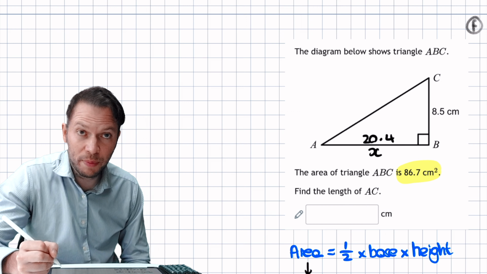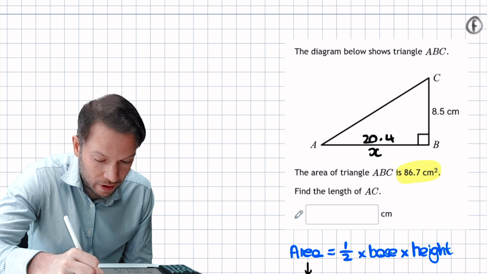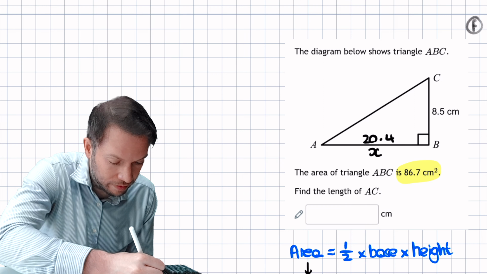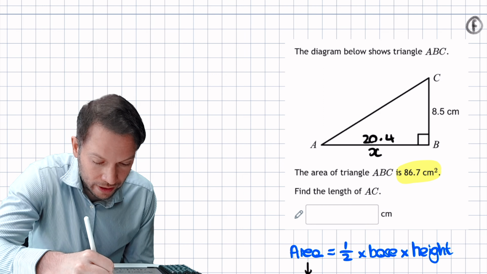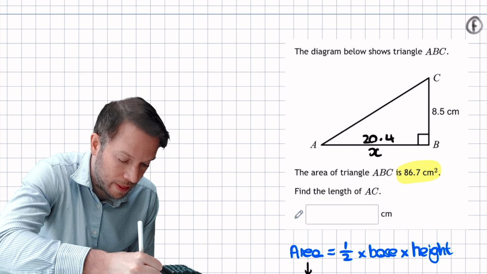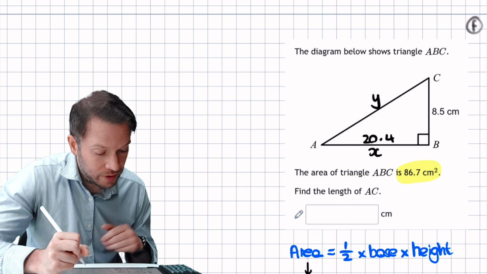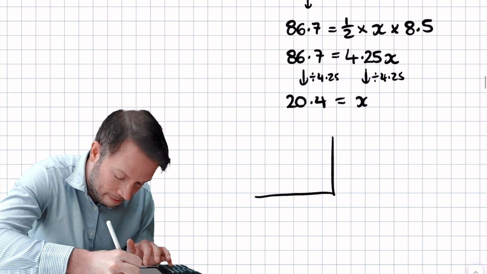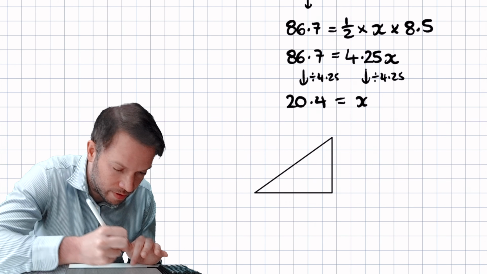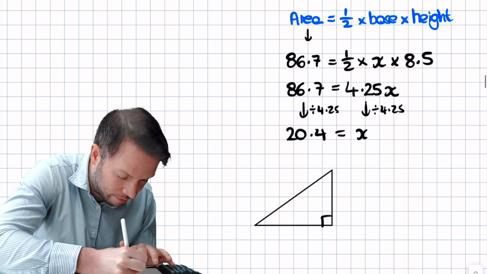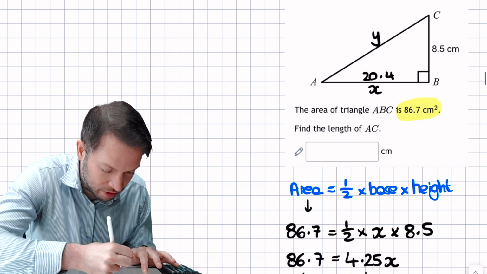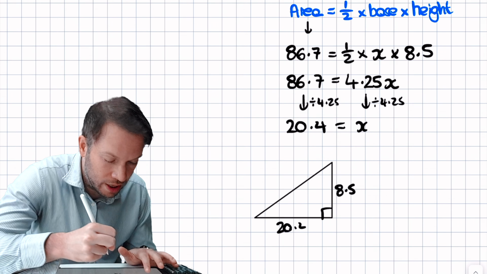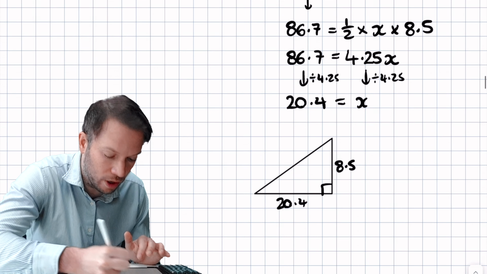And now we can use Pythagoras theorem to find the length of AC. This is the length of AC. Let's just call it y. I just need to give it any old variable. And we're going to use Pythagoras theorem. So if I just draw this triangle separately down here, this is 8.5 centimeters, the bottom is 20.4, and we're trying to find this hypotenuse y.